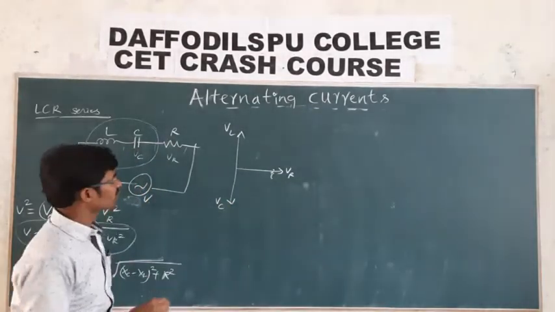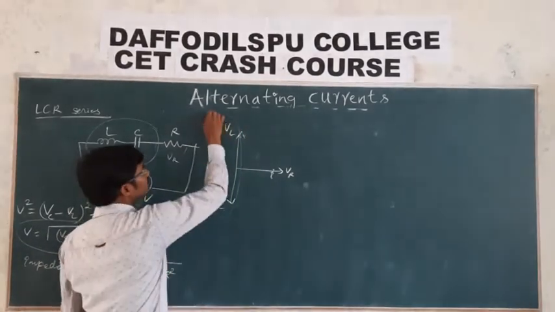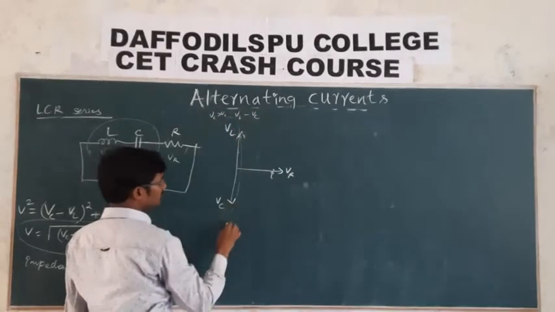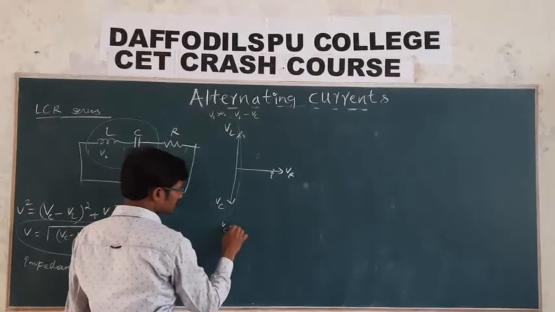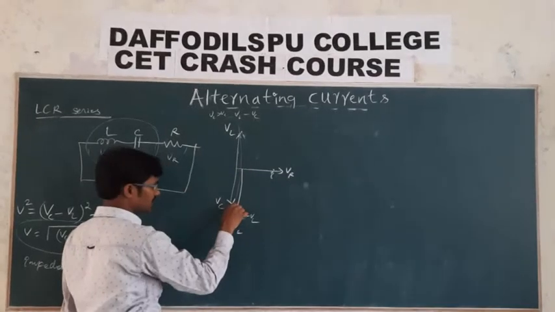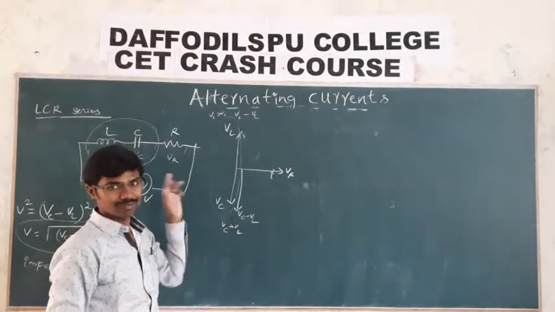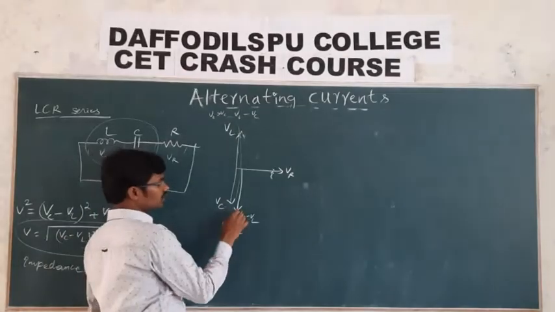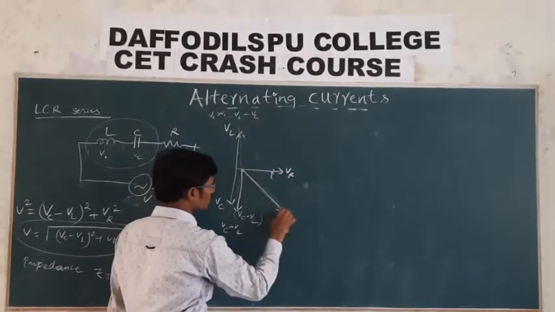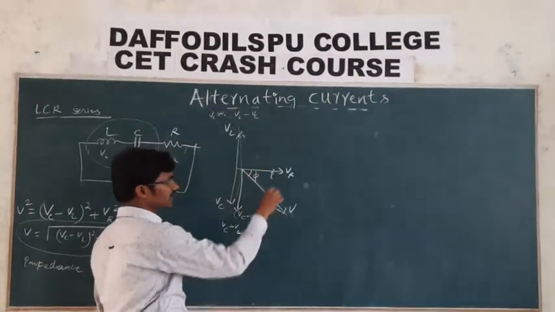But remember, what will be the resultant voltage of VL and VC? If VL is greater than VC, it is VL minus VC in this direction. If VC is greater than VL, it is VC minus VL. Let us take VC greater than VL, so VC minus VL is the result, having the greater magnitude. Then the resultant of these two is V, and it makes an angle phi with the x-axis.